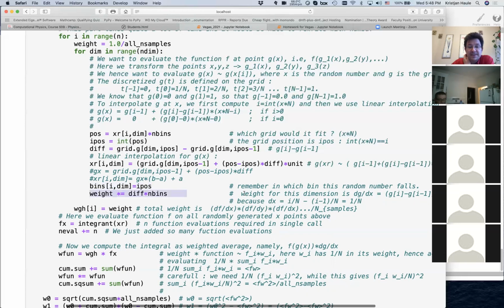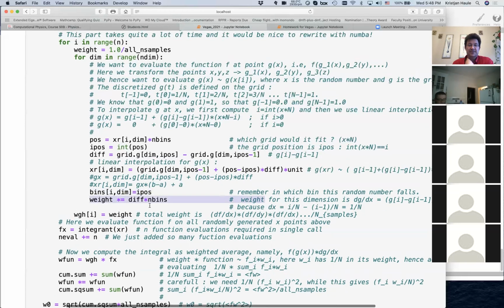And then the weight, as I said, is the accumulated Jacobian. So it's diff times n bins. So why is it diff times n bins? Well, diff, as you remember, was defined here as gi minus gi minus 1, and the dx. We need to evaluate dg over dx, isn't that so? And so dg is the difference between gi and gi minus 1, and dx is just 1 over n. So therefore, this is equivalent to multiplying with n, because it should be divided by 1 over n, which is multiplying by n.